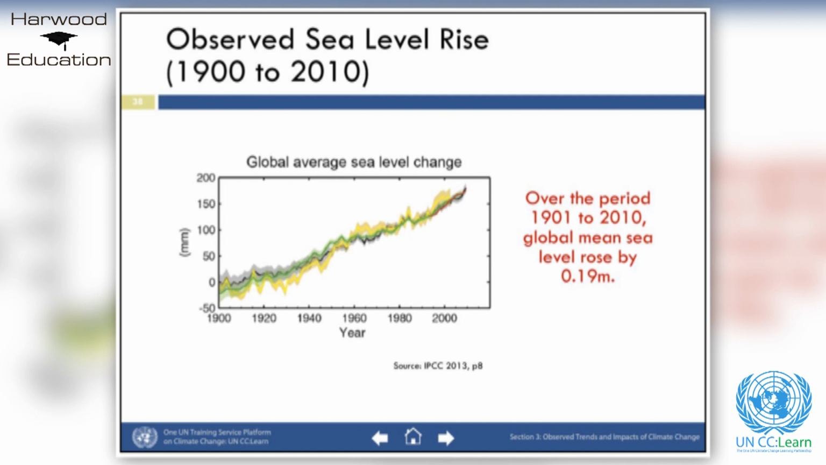Observed sea level rise, 1900 to 2010. The rate of sea level rise since the mid-19th century has been larger than the mean rate during the previous 2 millennia. Over the past century, global mean sea level rose by 0.19 meters. Glacier mass loss and ocean thermal expansion from warming together explain about 75% of the observed global mean sea level rise since the early 1970s.